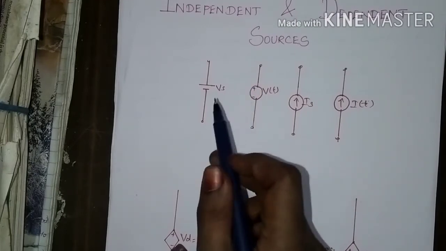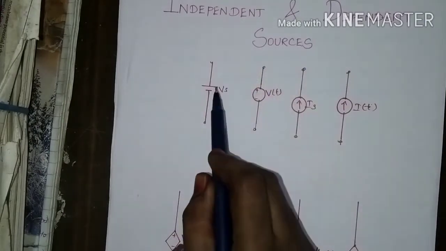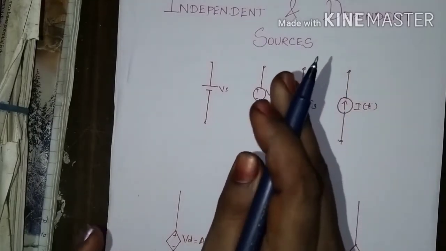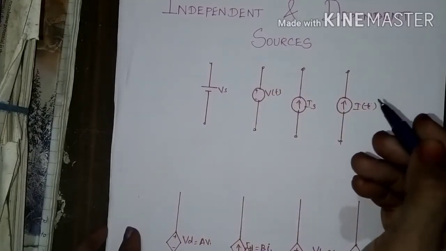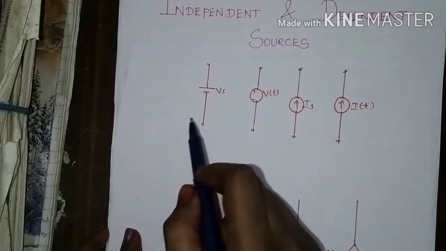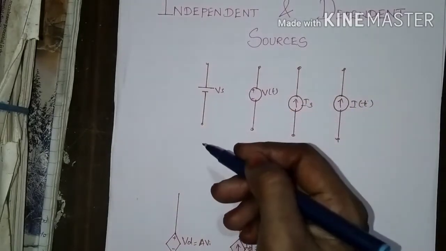Here the terminal voltage of a source does not vary with changes of voltage or current that occur in any other part of the network. It is varied with time alone. For example, an AC voltage source and a DC voltage source. Both are independent. They are not affected by any other voltage or current that occurs in the electrical circuit.